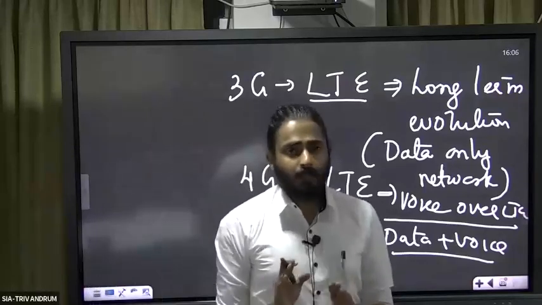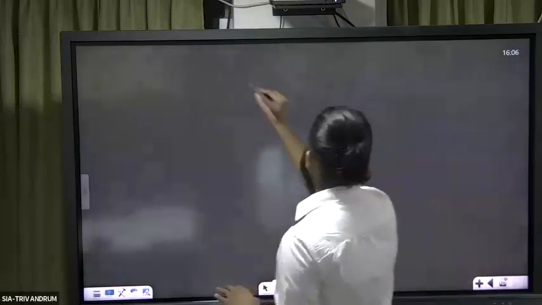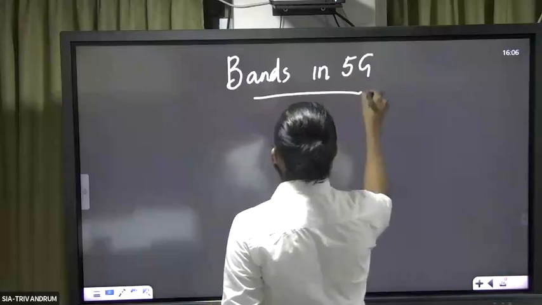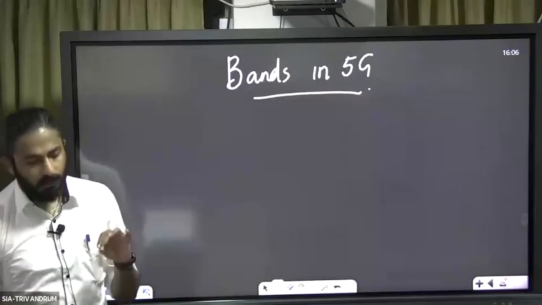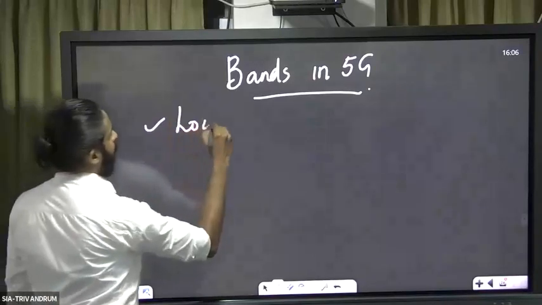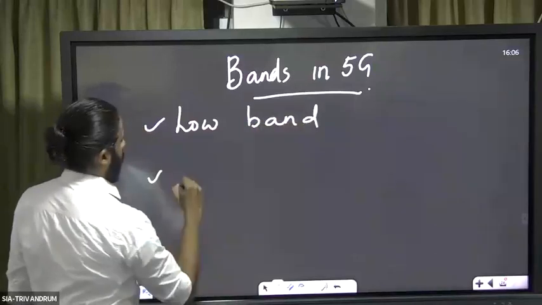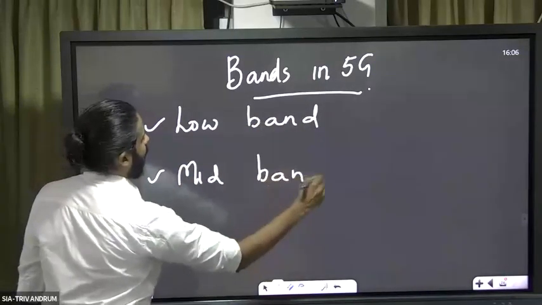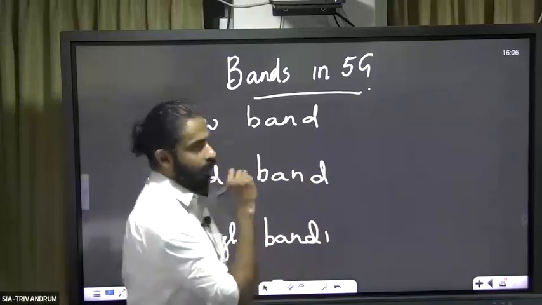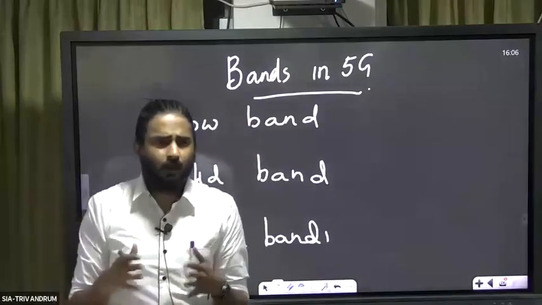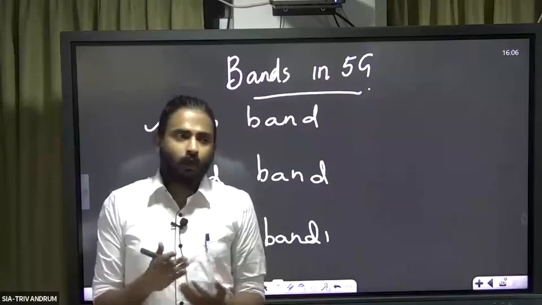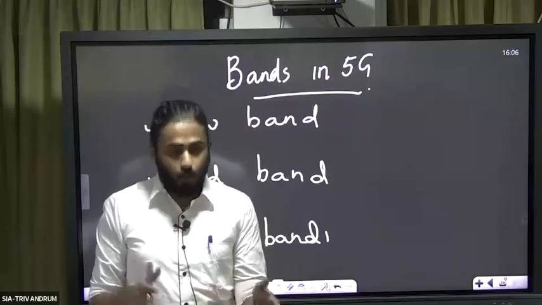Now, one more piece of information you should remember is that 5G has 3 bands. We have a low band, a mid band, and a high band. So what are the features of these bands? If at all they want to make the question complex. Just like year before last, they asked about LTE, VoLTE. If they want to make it complex, they can go to the bands also.